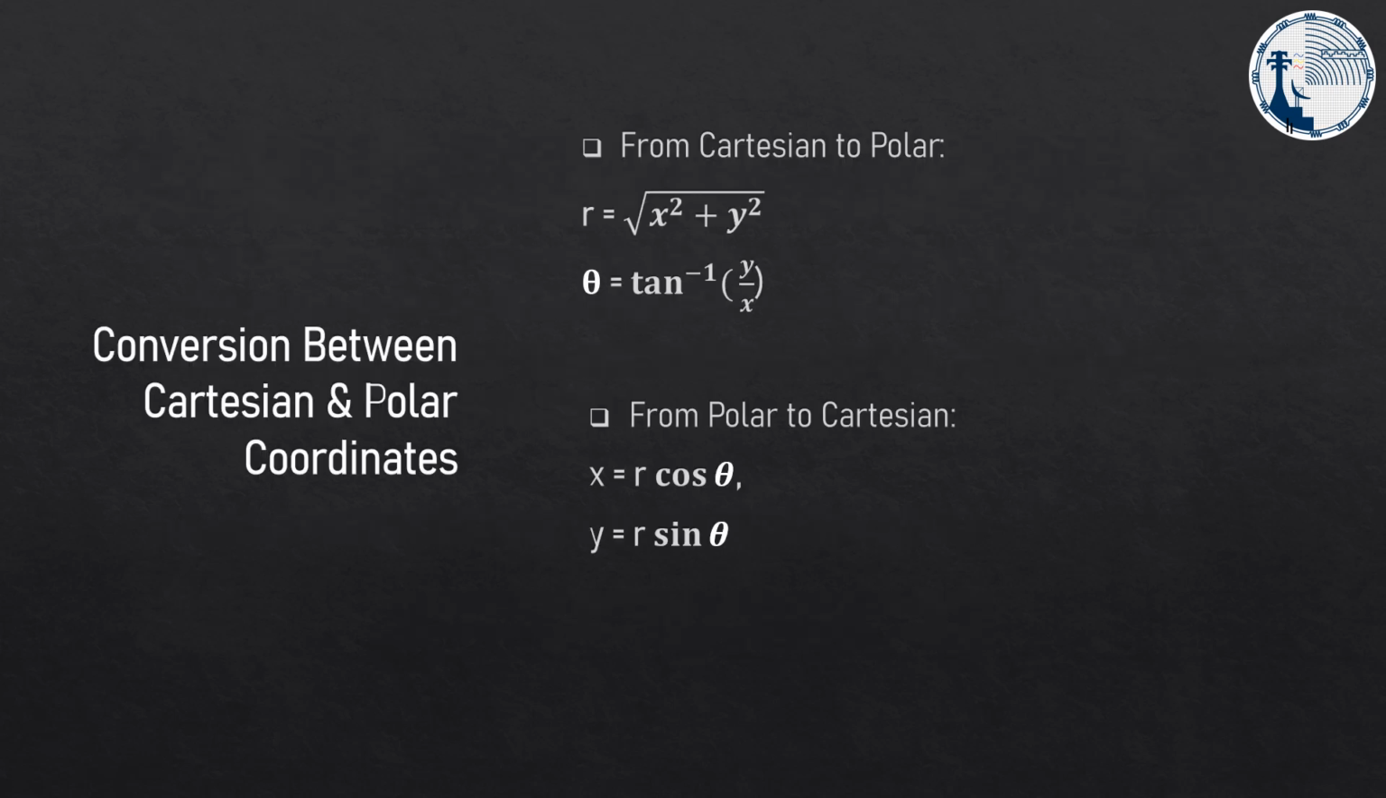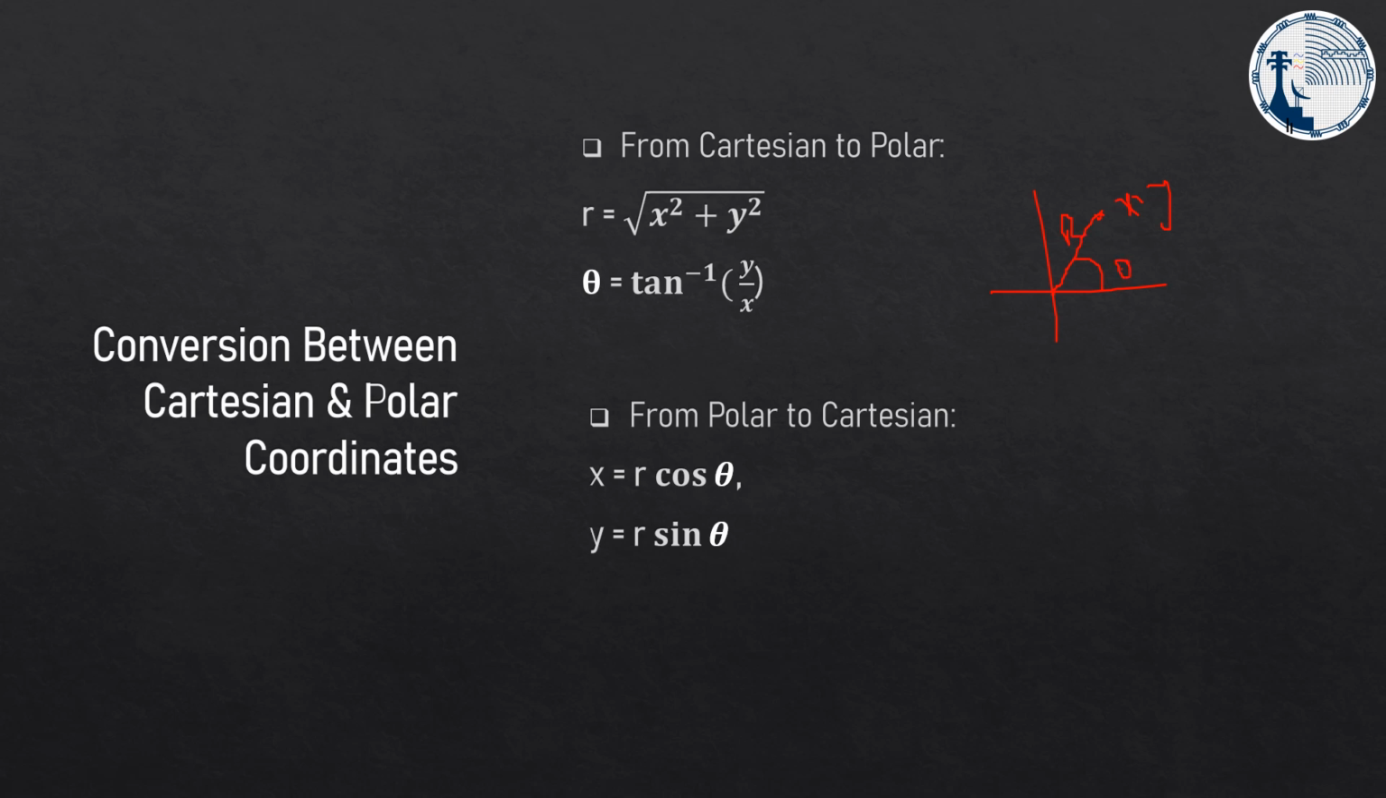So how can we convert between Cartesian and polar coordinates? First, let us take a Cartesian coordinate. Here we are taking the x and y axis and pointing out a point. Let it be x and y. Now from the origin, let us take a straight line. This is r, and the angle it creates with the x-axis is theta.